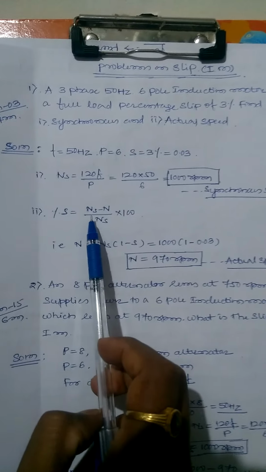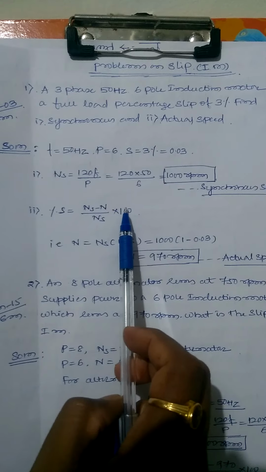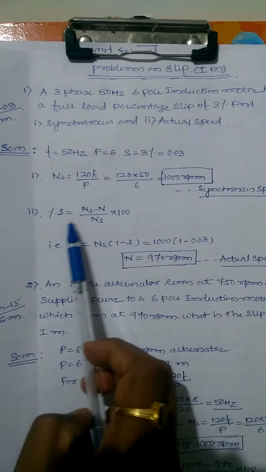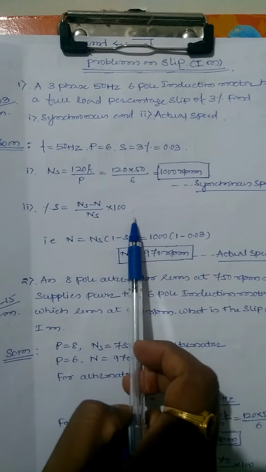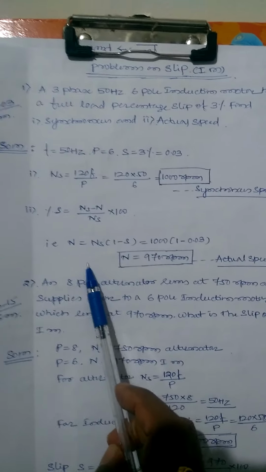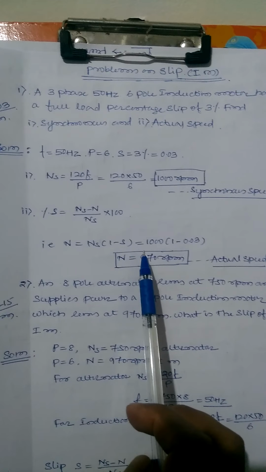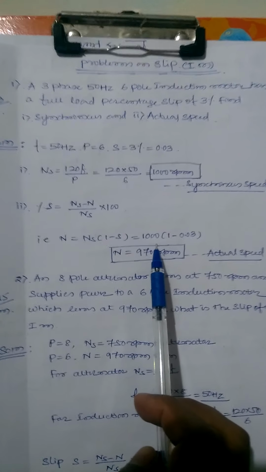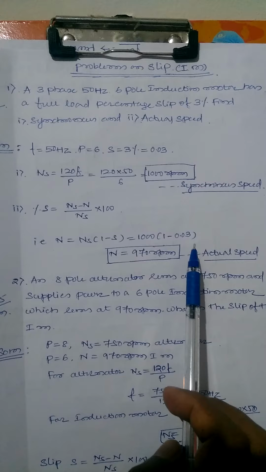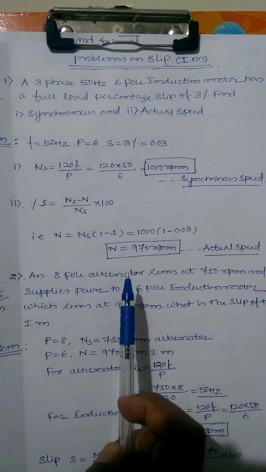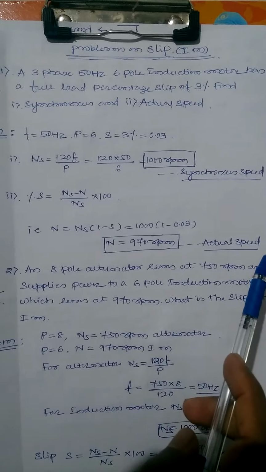The second one, you calculate slip. Percent of slip equal to (Ns minus N) divided by Ns into 100. That is N. Using this formula, you separate N equal to Ns (1 minus s). What is Ns? Synchronous speed. Just now calculate 1000 into (1 minus 0.03). Next you find N equal to 970 rpm, that is actual speed.